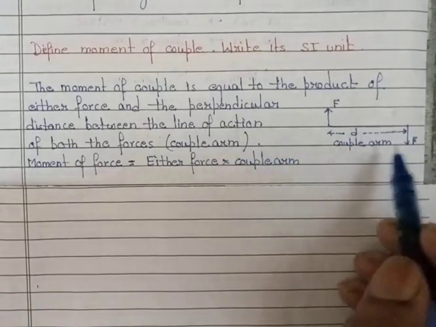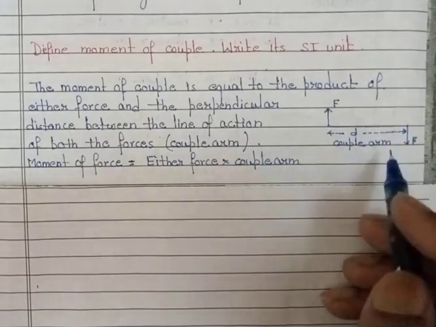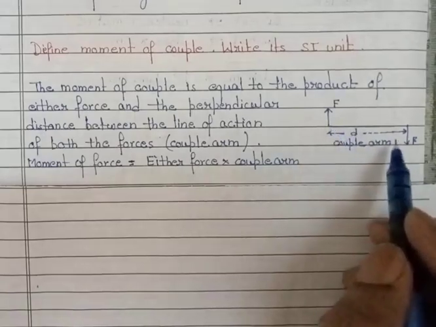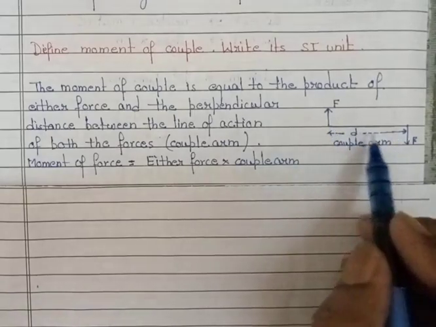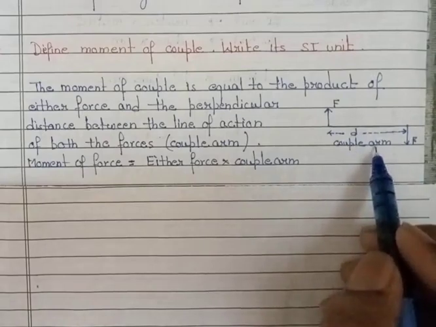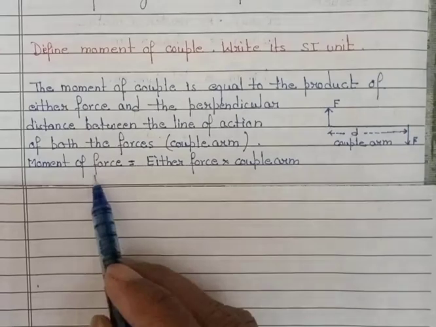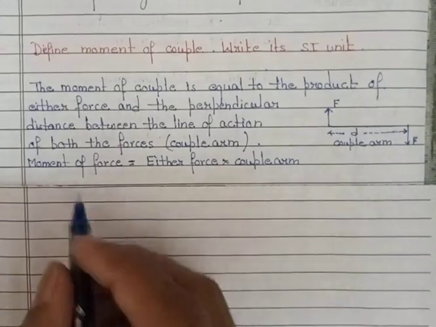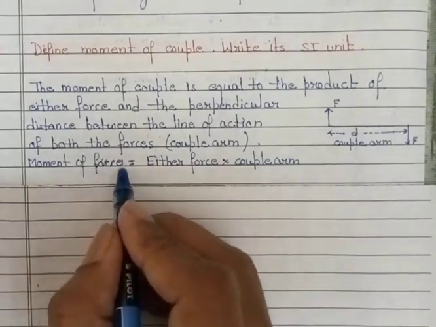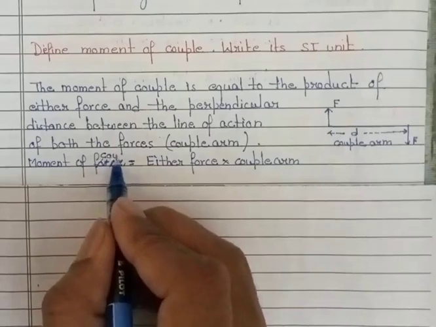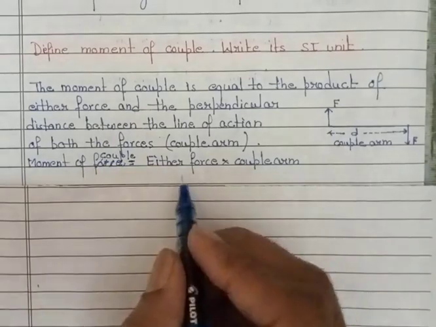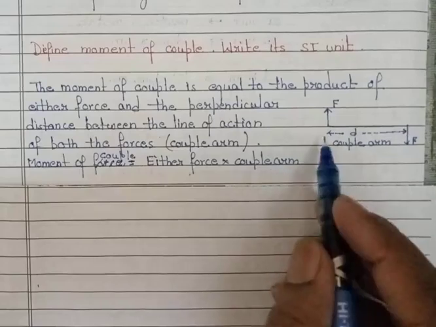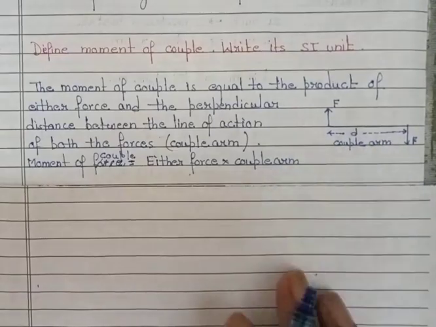See here you can see the rough sketch. 2 equal opposite parallel forces not having the same line of action. So they are forming a couple. Now the distance between the 2 forces, this is called couple arm. So when you have to calculate the moment of couple, this is not moment of force, this is moment of couple. So that will be equal to either of these 2 forces and the distance between them, that is called the couple arm.